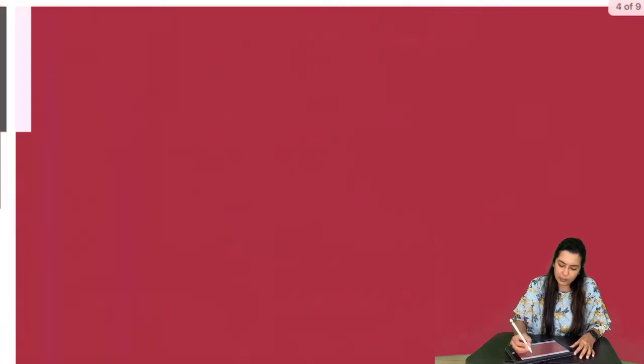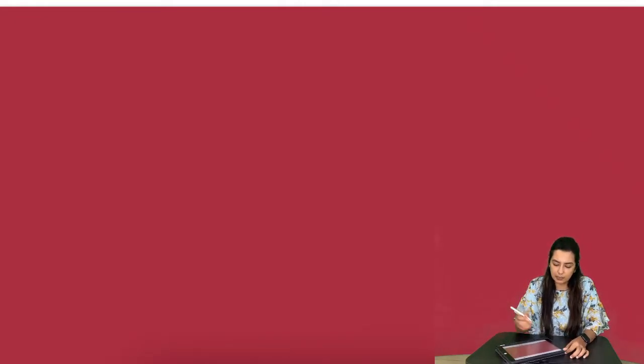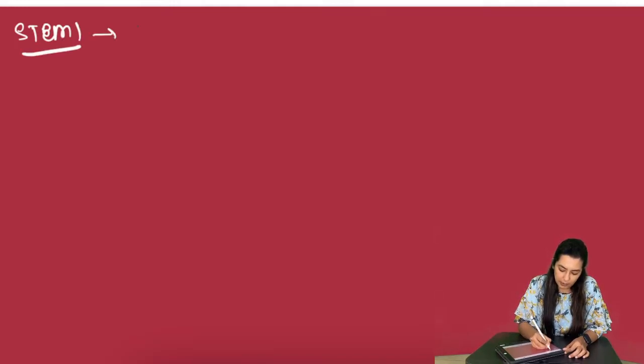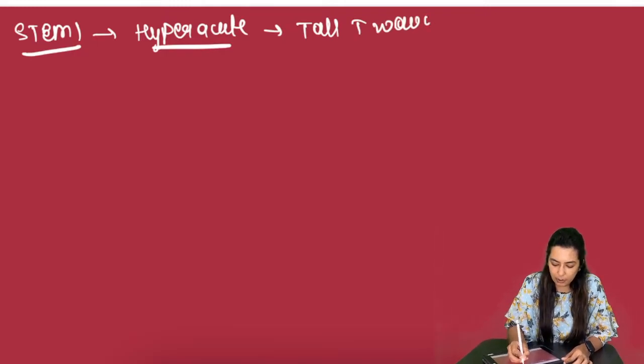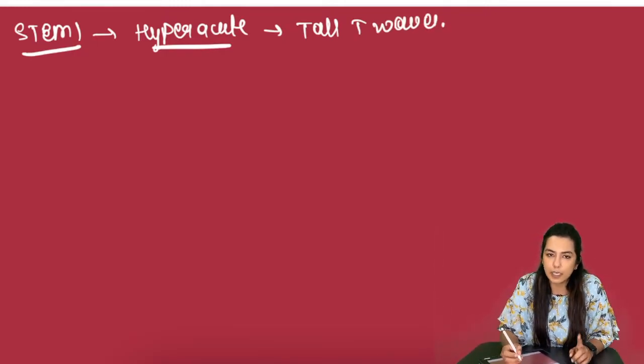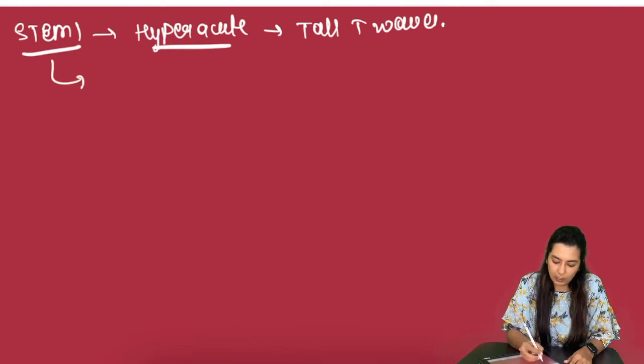Okay, so we'll discuss what changes we see in STEMI, if it is ST elevation myocardial infarction. First of all, the first change is called hyperacute change: tall T waves. Another cause of tall T wave is hyperkalemia, so we always rule out that. If you have tall T wave on ECG, two things you have to rule out: one is hyperkalemia, one is ST elevation MI. How will you know that it is ST elevation MI? Only on the basis of ECG.